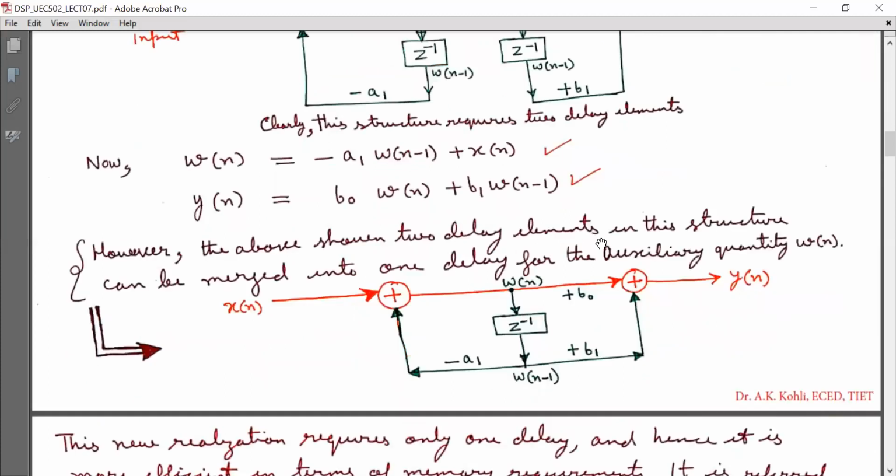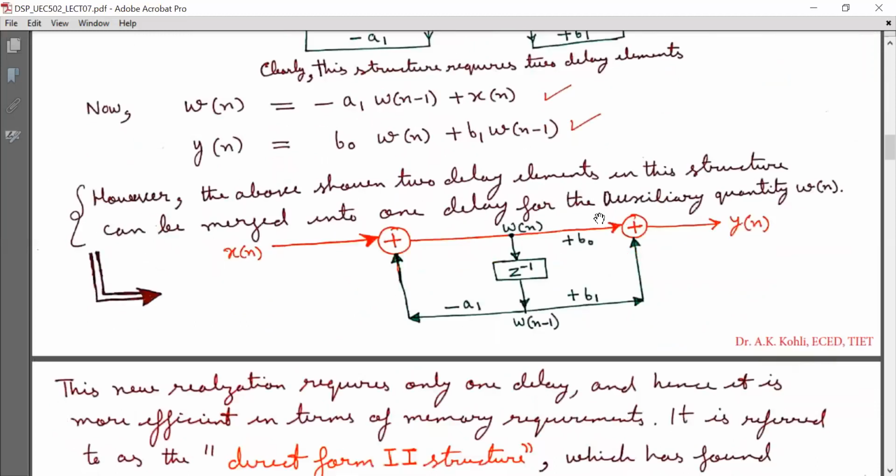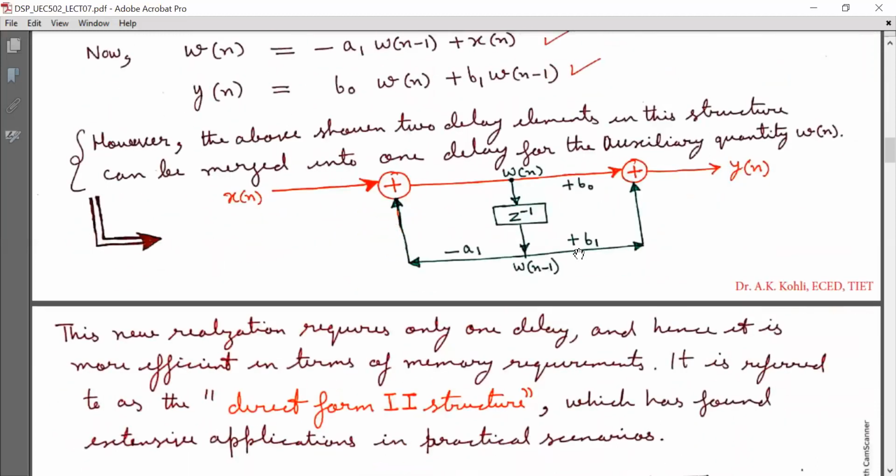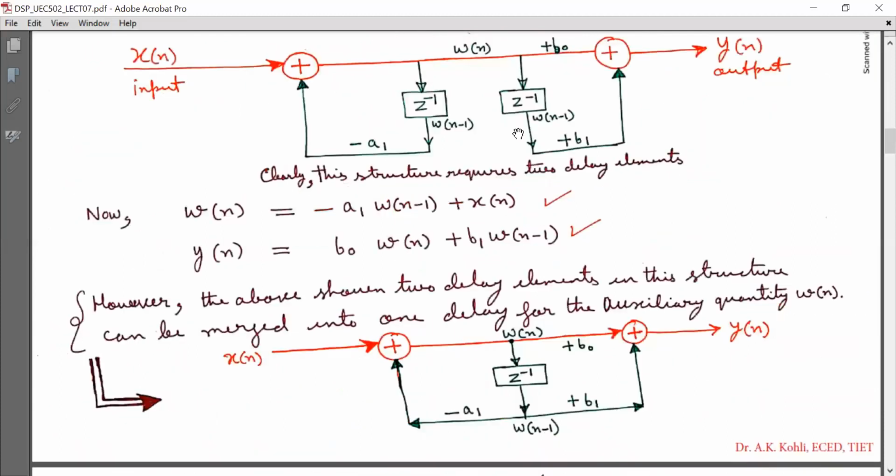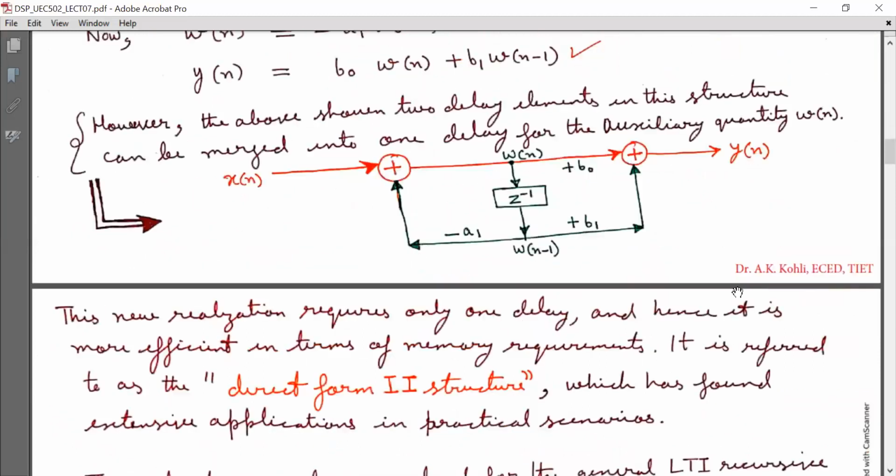Do it at your places by yourself. You will find this very easy. The new realization requires only one delay. Here it is only one delay because we have merged these two elements, and hence it is more efficient in terms of memory because we require fewer delay elements. It is referred to as the direct form 2 structure, which has found extensive applications in practical scenarios.